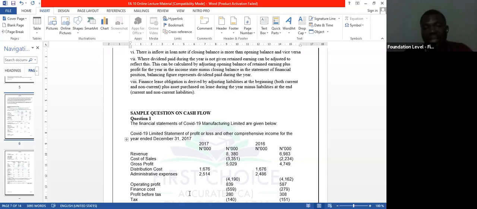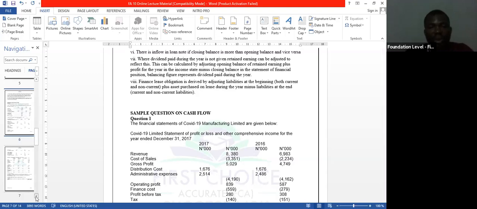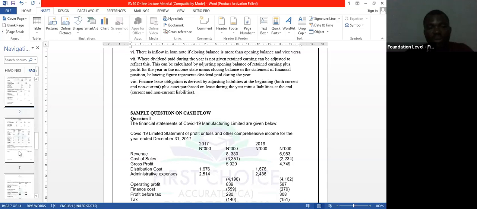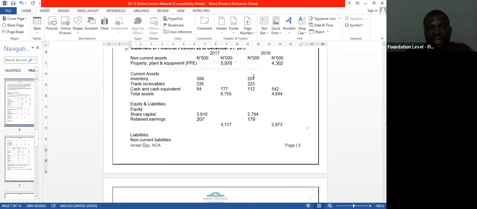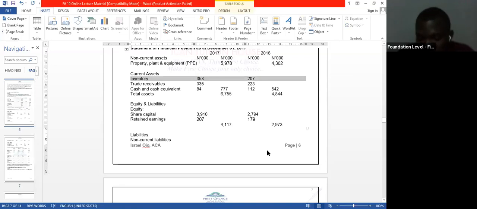So what we need right now is the cost of sales, and the cost of sales is 3,351. Another thing we need is the opening stock and the closing stock figures. For us to get those, we scroll down to the current assets under inventory. Those figures there are what we are going to use. If you look here, the inventory is here. Can you see that? We have 207 to be our opening stock.